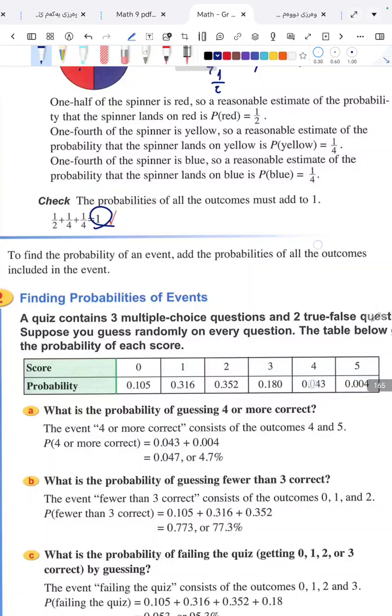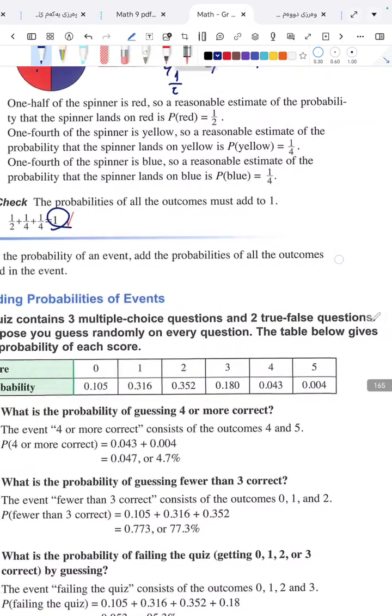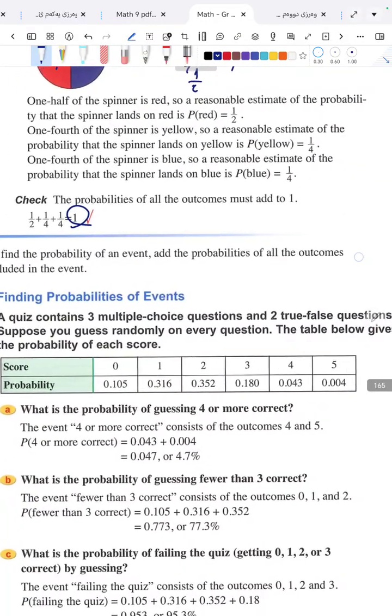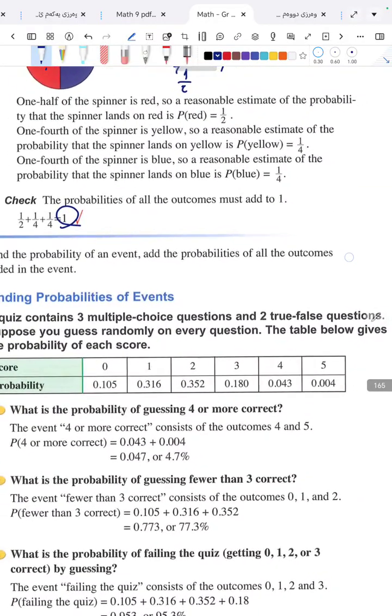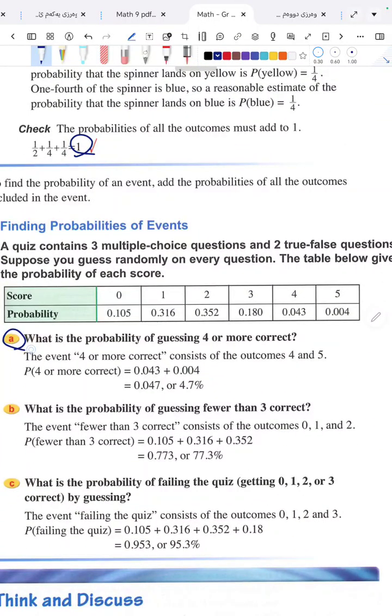Then we have a table. A quiz contains 3 multiple choice questions and 2 true-false questions. Suppose you guess randomly on every question. The table below gives the probability of each score. Question A: What is the probability of guessing 4 or more correct?